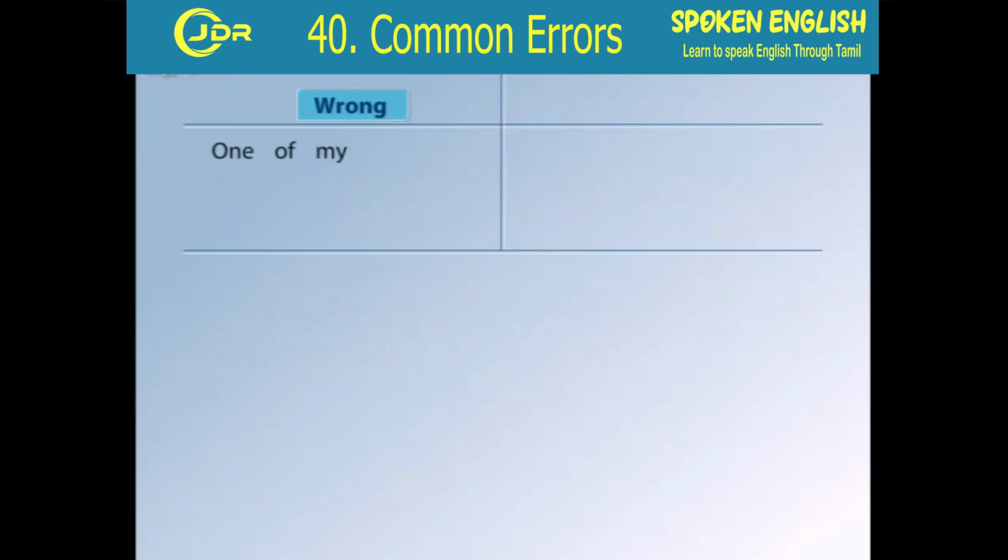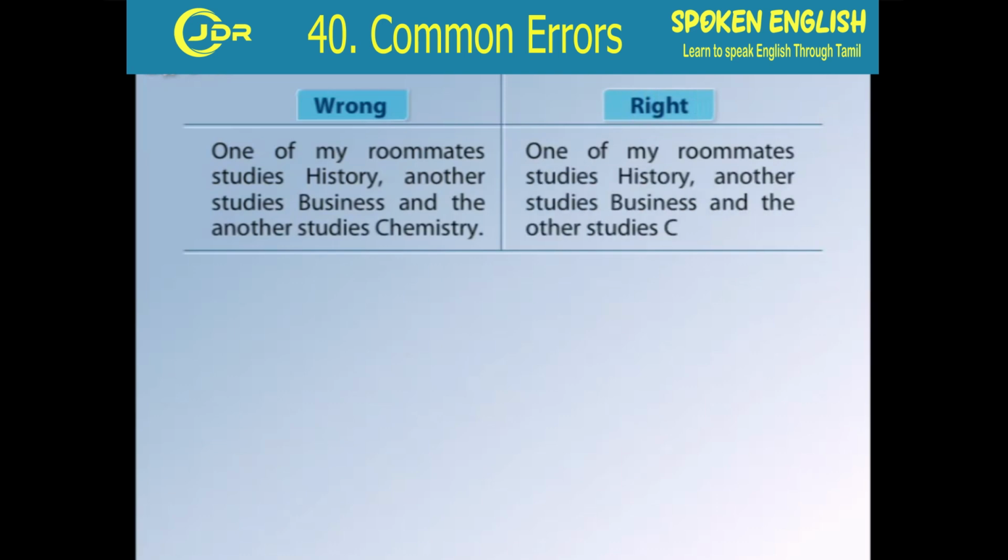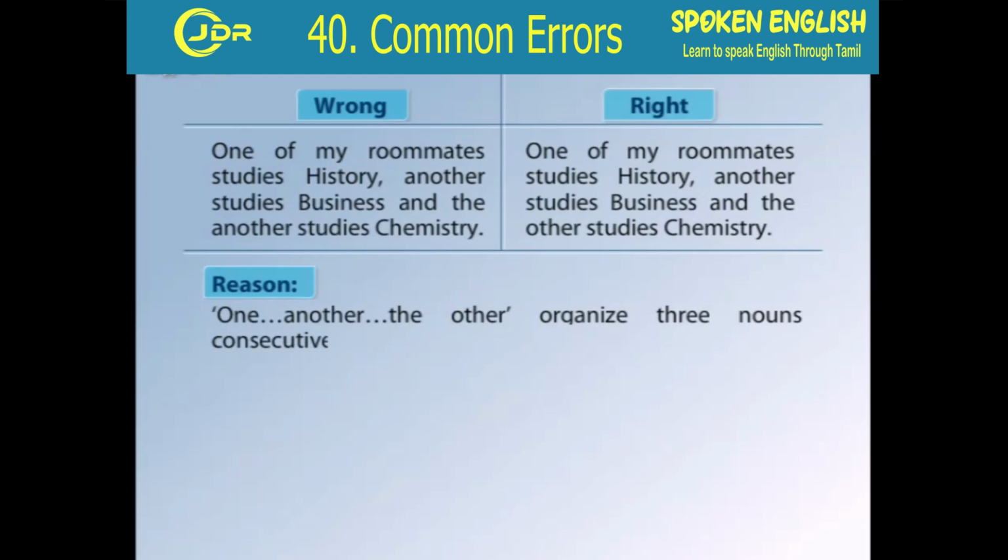Wrong. One of my roommates studies history, another studies business, and the another studies chemistry. Right. One of my roommates studies history, another studies business, and the other studies chemistry. Reason, one, another, the other organize 3 nouns consecutively, so after another, the other only must be used.